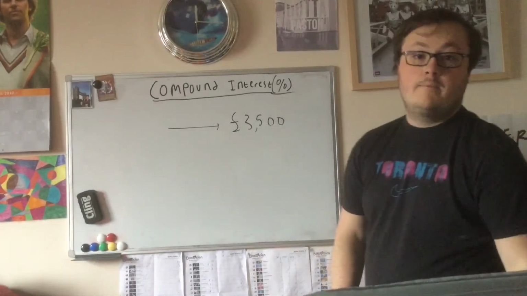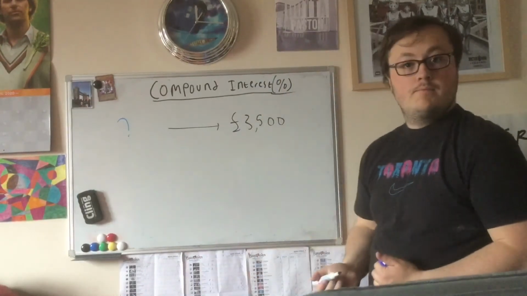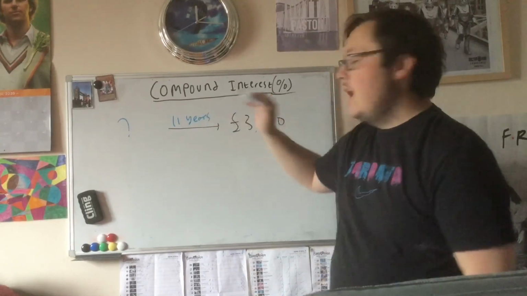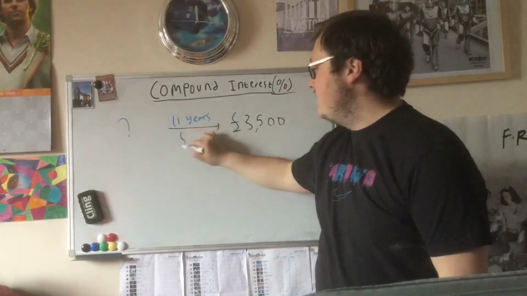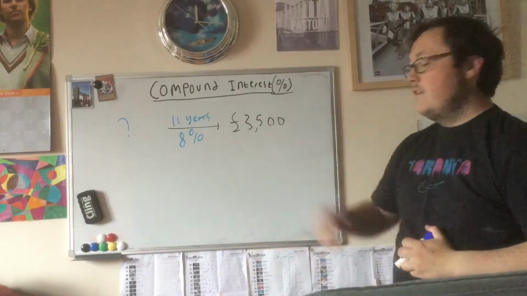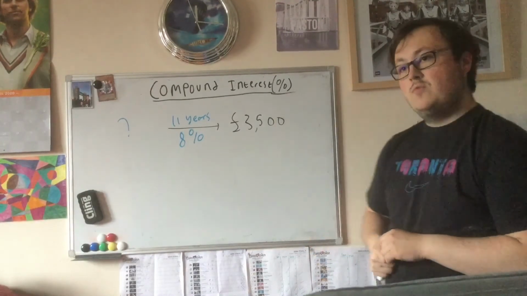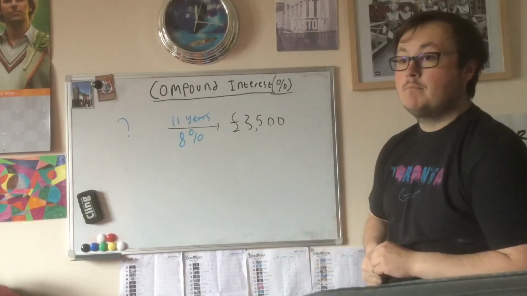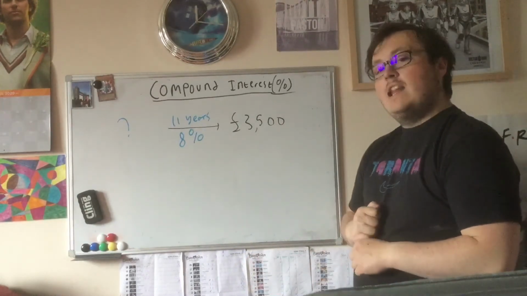I bought a car. I can't remember how much I bought it for. 11 years pass. And for each year, the value of that car goes down by 8%. I sold the car for £3,500. What was the original price of my car? To 2 decimal places, because obviously pounds. Quite a challenge, isn't it?